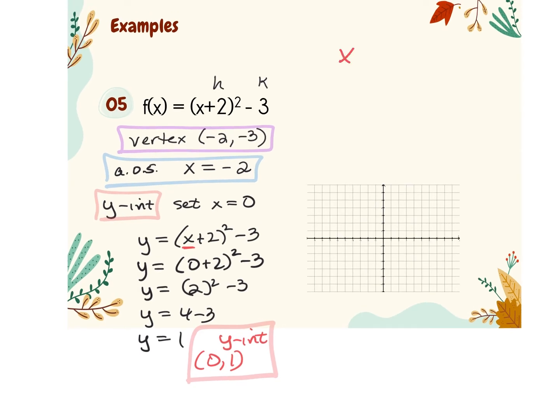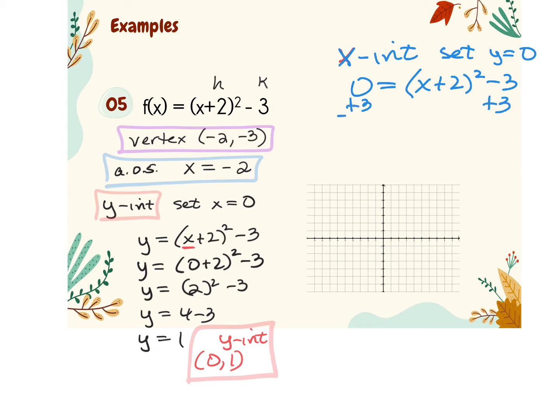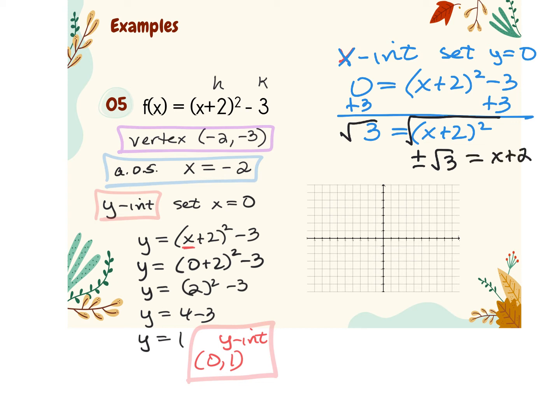So to find your x-intercept, I set y equal to 0. So 0 equals (x plus 2) squared minus 3. I'm going to be using my square root method. I'm going to isolate that square term by adding 3. And now I'm going to square root both sides. I get plus and minus the square root of 3 is equal to x plus 2.